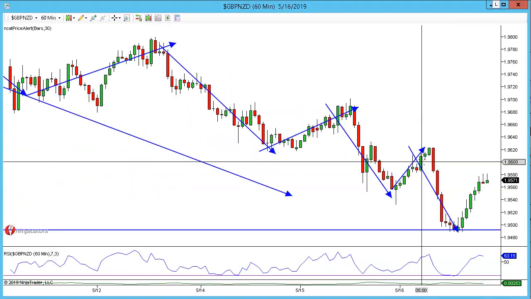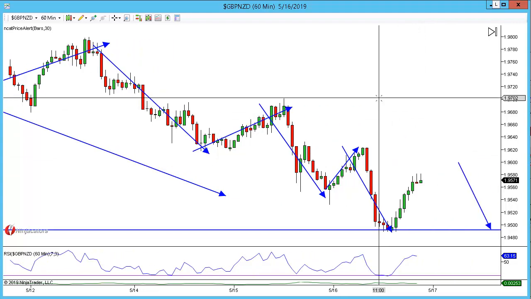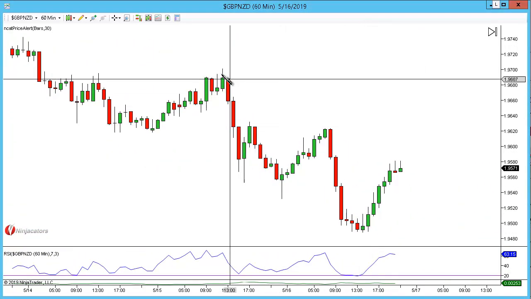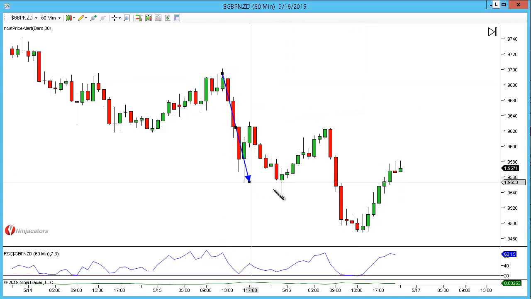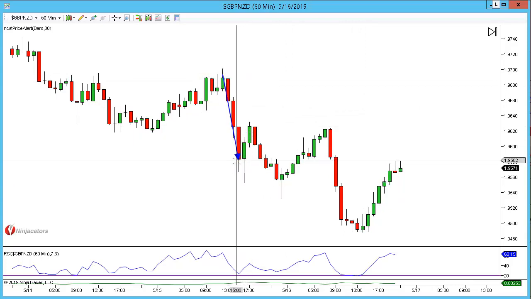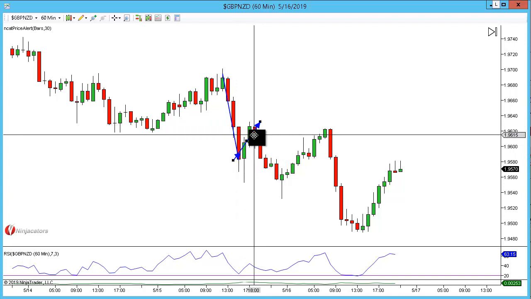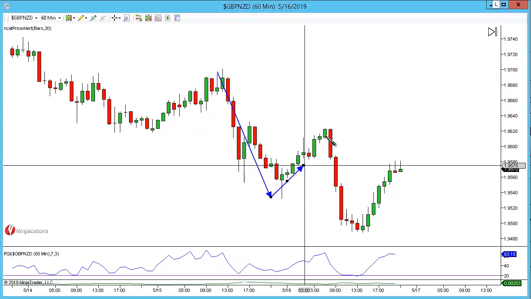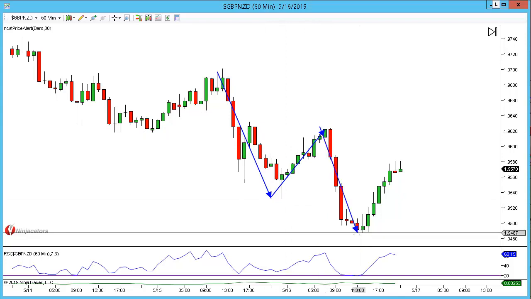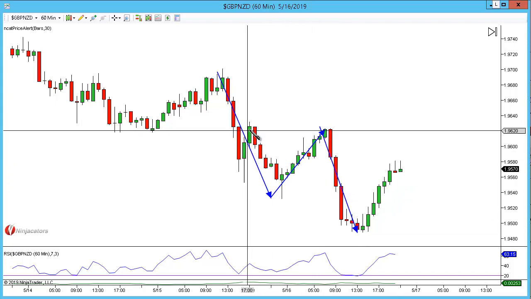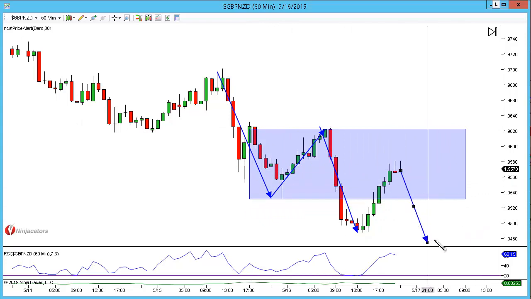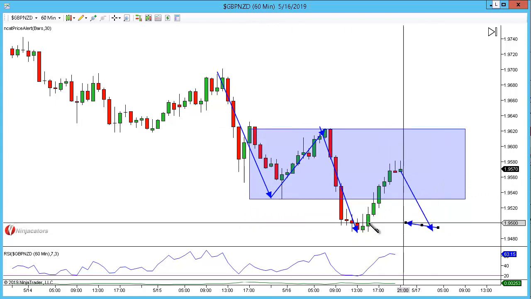Let's go to the 60, and the alternate flag, well actually I'll just draw this out on the 60. Lovely move, move lower here, ignore that. This is the move here, pullback and a move lower. So technically anywhere in this outside return you can look for shorting opportunities for a retest of the candle closes.